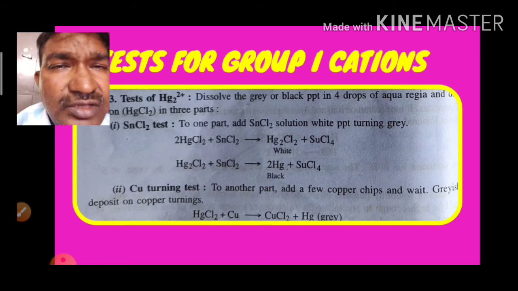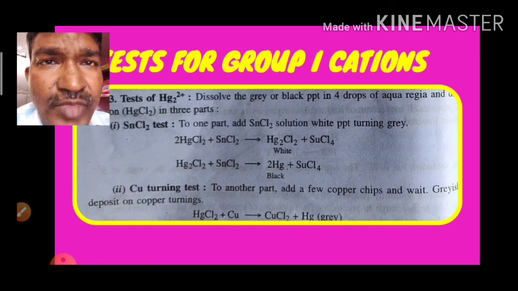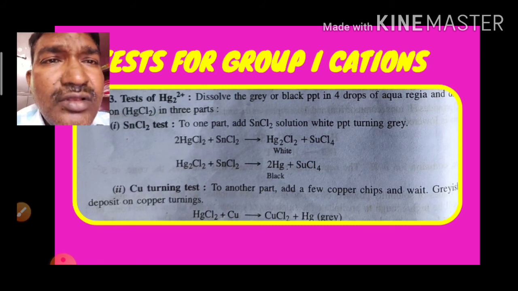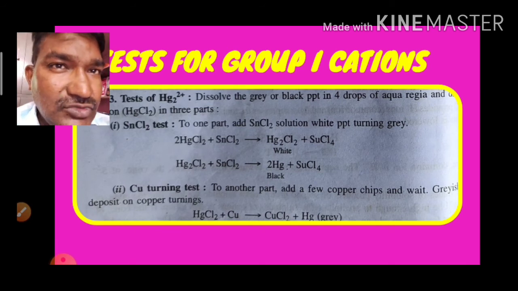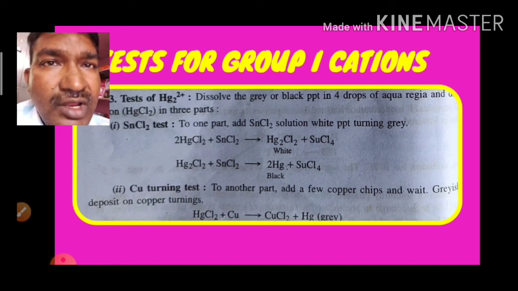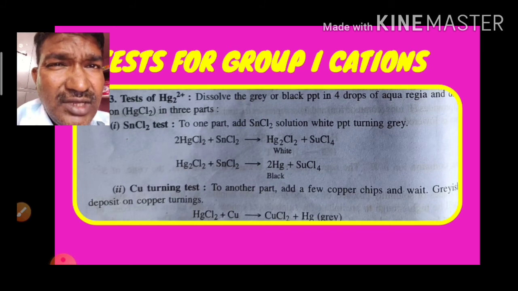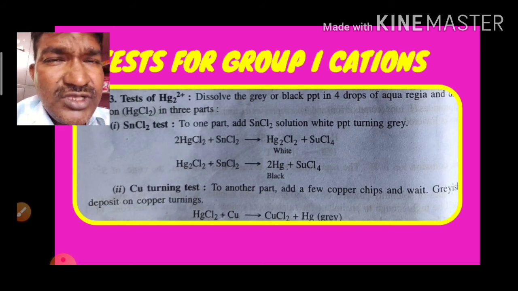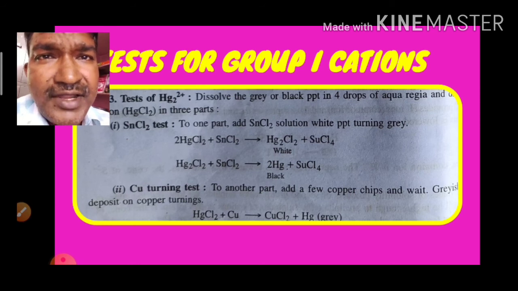So when aqua regia is added to the gray color mercury, it changes into mercuric chloride. So aqua regia changes gray color mercury into mercuric chloride, and the presence of the mercuric ion is identified by using the stannous chloride SnCl2 test and the copper turnings test.